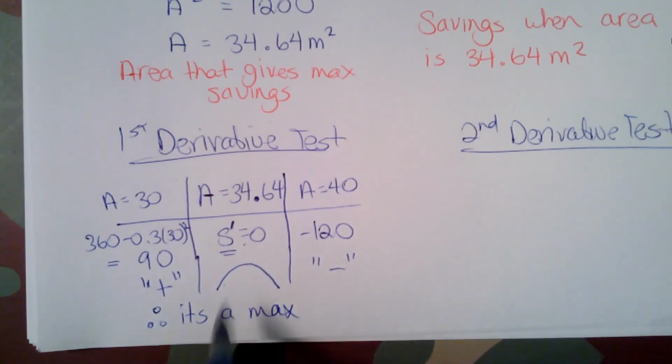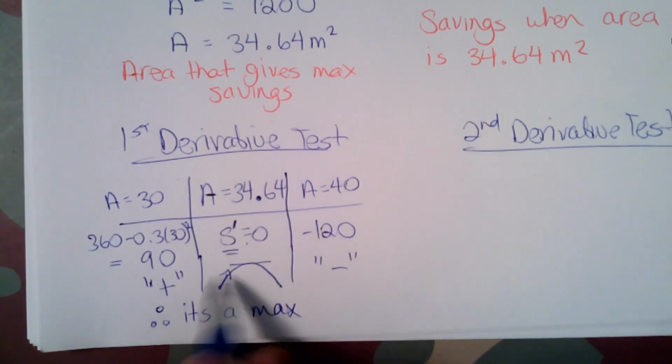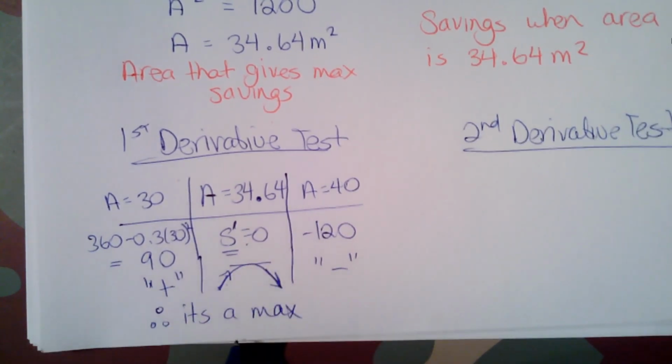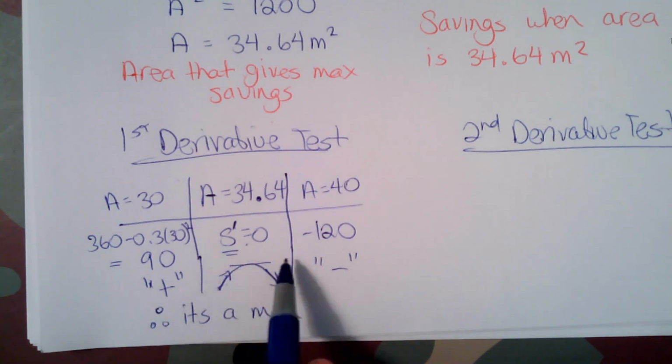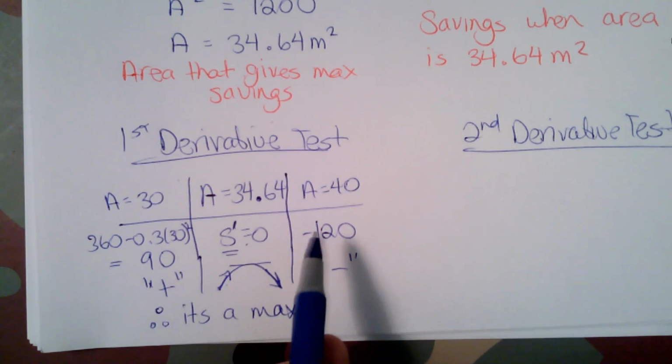Because I can tell before it's 0, the slope is increasing. After 0, it's decreasing. That's what this tells me. I have a positive slope, an increasing slope, then a 0 slope, then a negative slope. And that's what I'm checking for here. Is it changing from positive to negative or negative to positive?